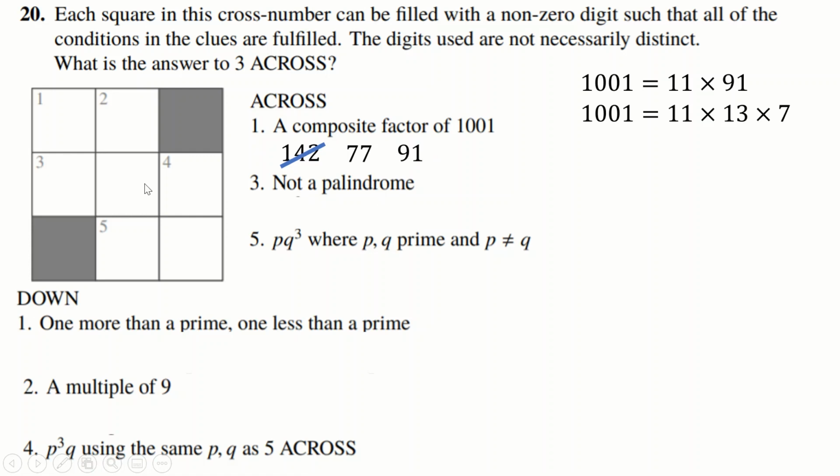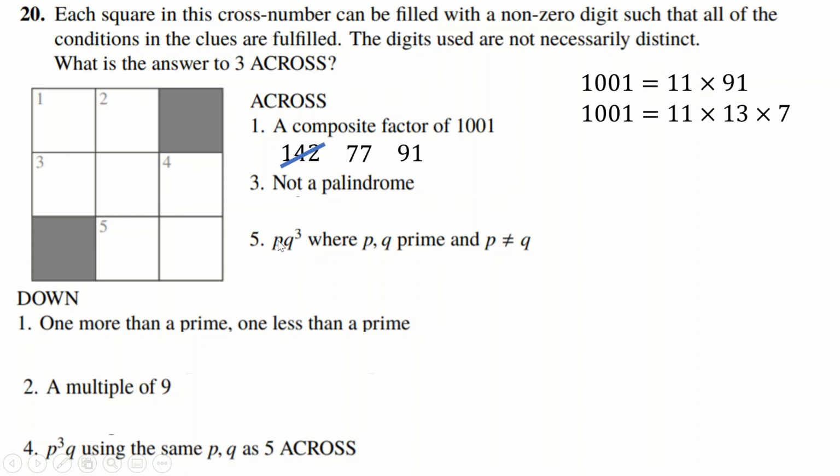So sure. 3 across, this 3-digit number, is not a palindrome. Now, a palindrome is a number that reads the same backwards as forwards, like 252. So that's not very helpful. I don't want to list all the non-palindromic numbers. That's far too much. But it is useful to know that this number can't be the same as this number. Because if it's 3 digits, like 373 or 424, essentially what this is saying is that this number just can't be the same as that.